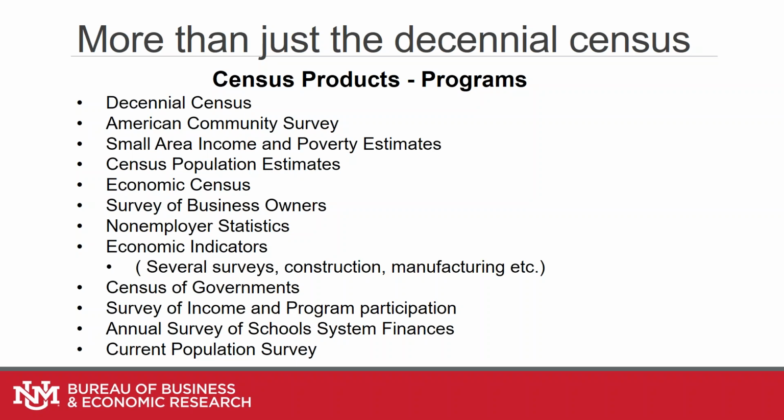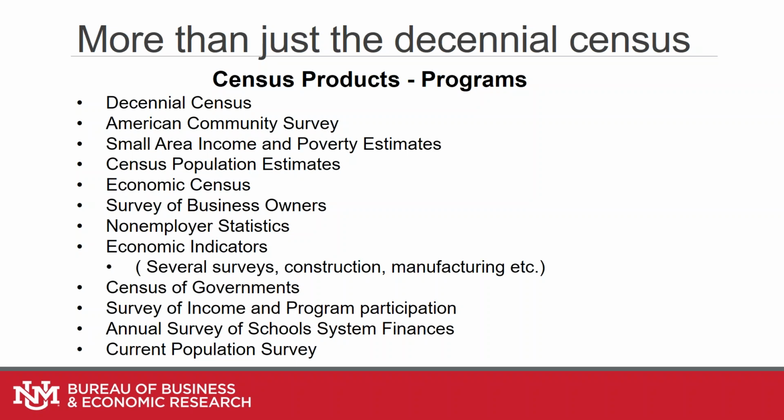Between decennial censuses, they run the source of the official population estimates, the Census Population Estimates Program. They also conduct an economic census in the years ending in 2 and 7, so every 5 years, and they're wrapping that up right now. They do a survey of business owners, and that's where you get a snapshot of minority-owned businesses and such. They also track non-employer statistics. That would be, in our terminology, sole proprietors, a single-person business.